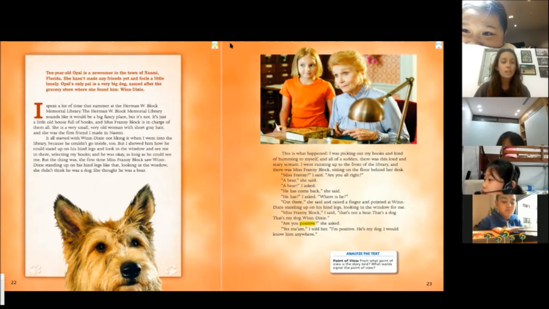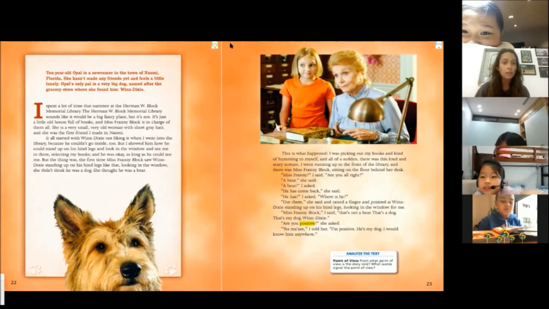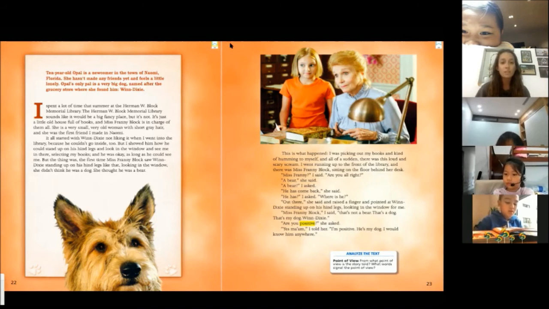She is a very small, very old woman with short gray hair, and she was the first friend I made in Naomi. It all started when Winn-Dixie didn't like it when I went into the library because he couldn't go inside too. But I showed him how he could stand up on his hind legs and look in the window and see me in there selecting my books, and he was okay as long as he could see me. But the thing was, the first time Miss Franny Block saw Winn-Dixie standing up on his hind legs like that, looking in the window, she didn't think he was a dog. She thought he was a bear.